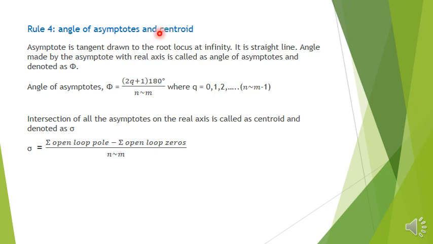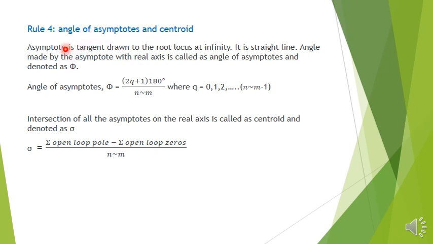Because if they are not equal, m is not equal to n, either m minus n open loop poles at infinity, or n minus m zeros branches terminate at 0 at infinity. So in that case, this angle of asymptotes and centroid will exist. So first thing, what is the asymptote?